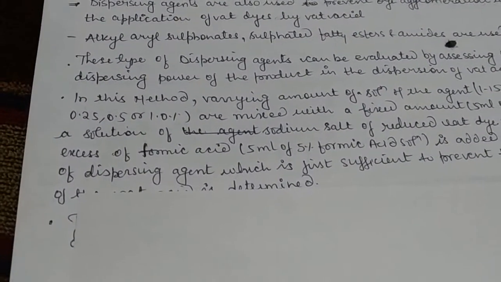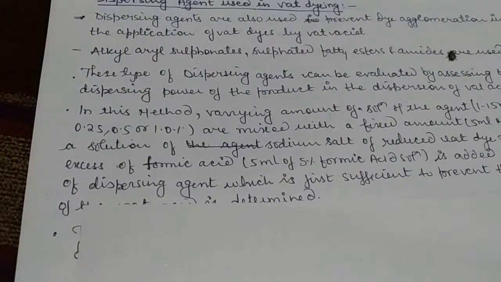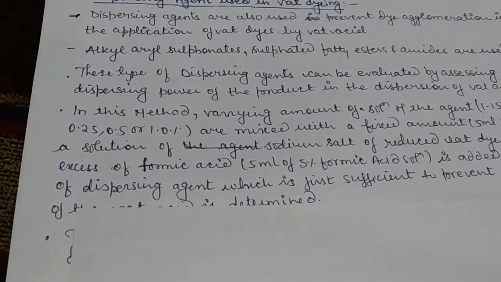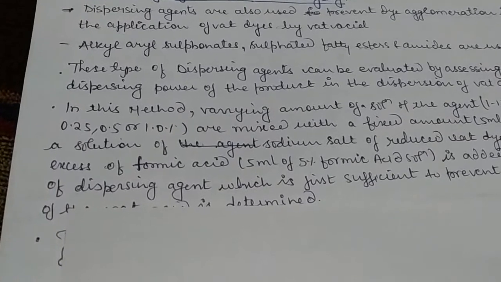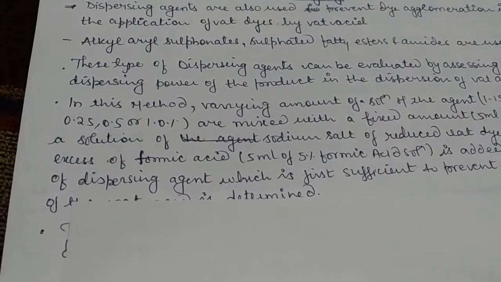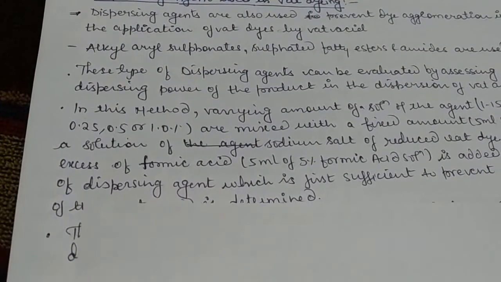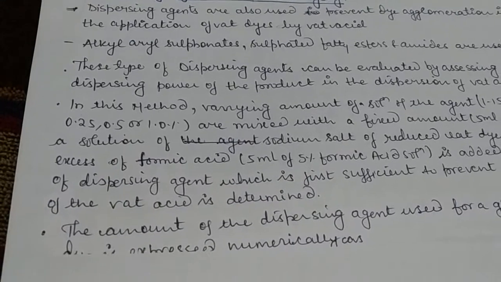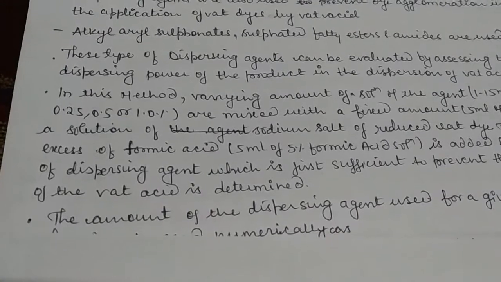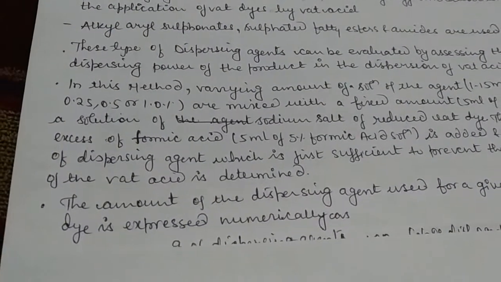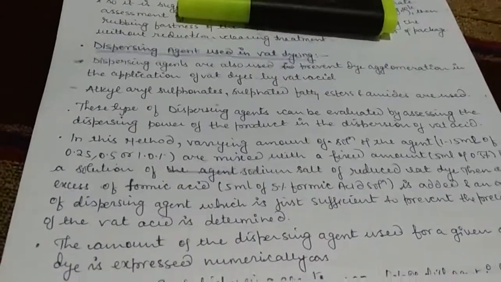So we have three different concentrations of dispersing agent solution. This dispersing agent is mixed with the reduced vat dye of a fixed concentration, and we check the precipitation formation. The concentration at which there is no precipitation is noted, and via these steps we can find the optimum concentration of dispersing agent required for this process.